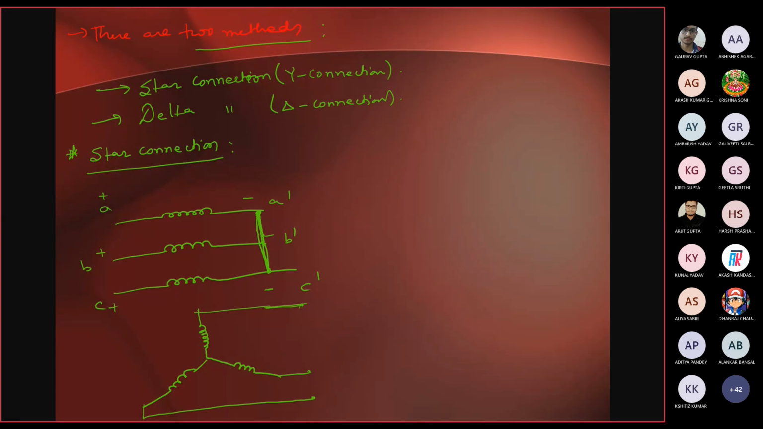Means you need to connect the same polarity points or terminals. Now here there is a possibility of neutral also. Suppose this is the neutral point N. So the advantage of using a star connection is that you have the possibility of a neutral point or neutral connection.